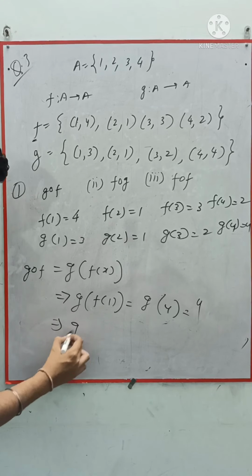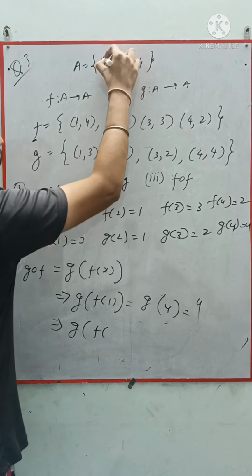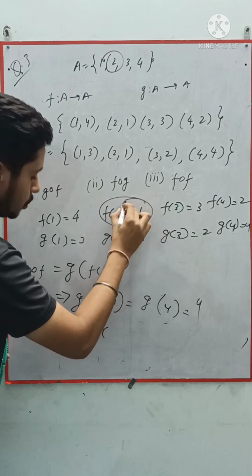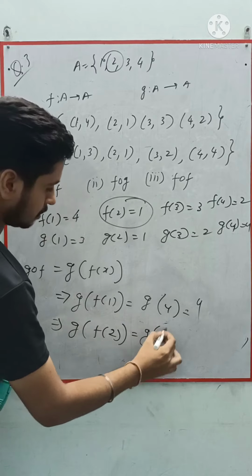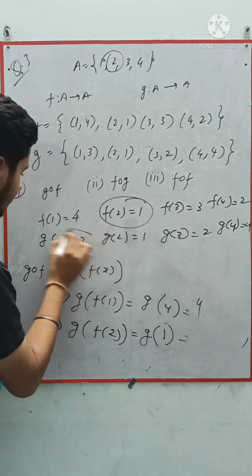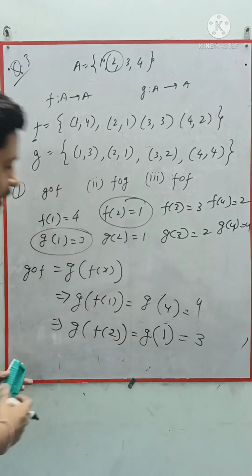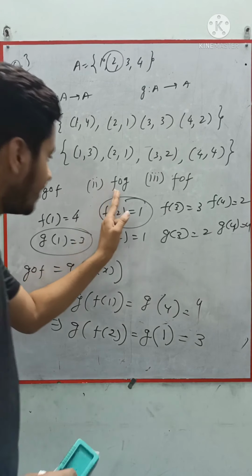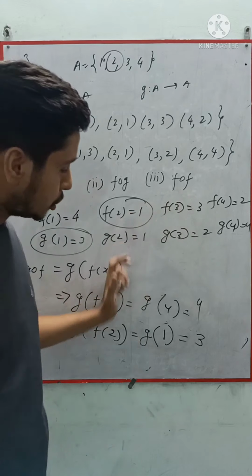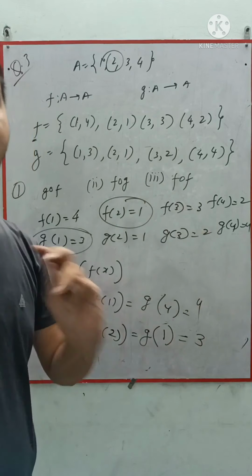For x is equal to 2, we have G2 equal to 1 and we have G1 is equal to 3. So you need to understand the things like this. So for FOG and F of F, use the same concept and get the answers.